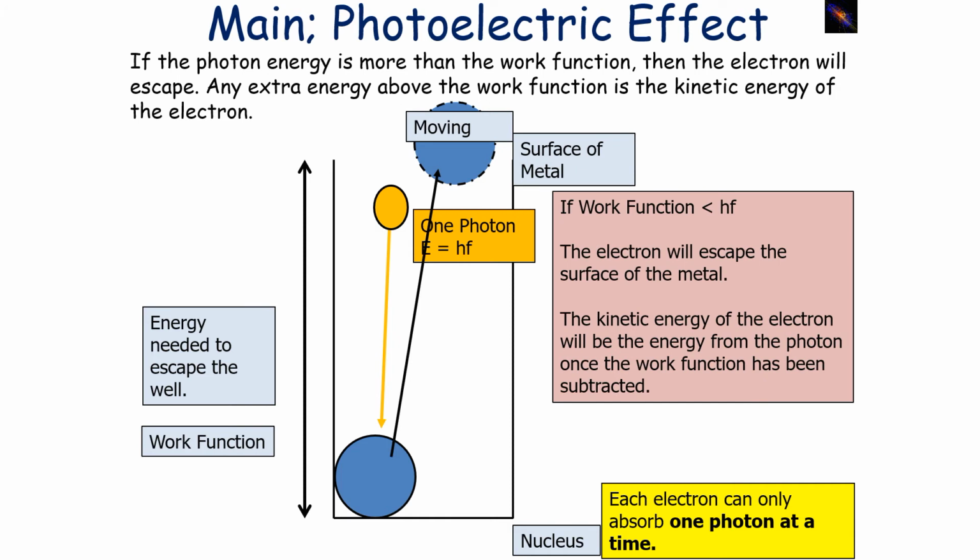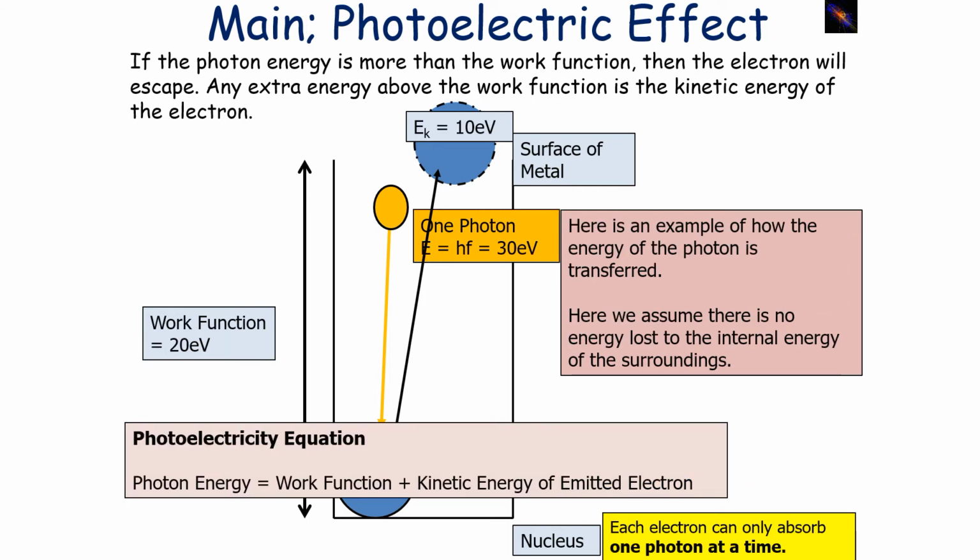Now if hf is greater than the work function, the electron will escape the surface of the metal. So the kinetic energy of the electron will be the energy from the photon once the work function has been subtracted. In this example we assume no energy is lost to the internal energy of the surroundings. So we can say that the photon energy is equal to the work function plus the kinetic energy of the emitted electron.